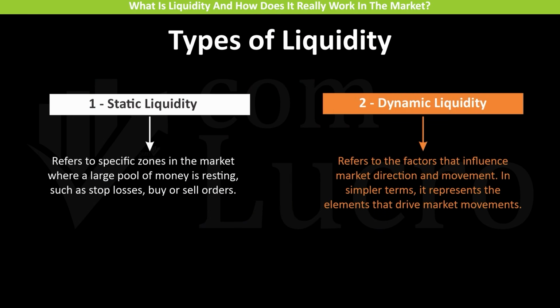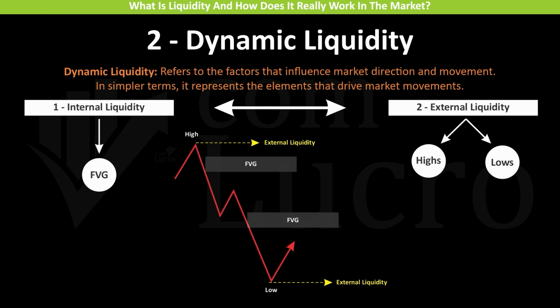Liquidity can be classified into two types: static liquidity and dynamic liquidity. Let us break both down in a practical way. Dynamic liquidity relates to the forces that drive price movement. In simple terms, it reflects how price flows through structure. To visualize this, think of a typical market swing with a defined high and a low.